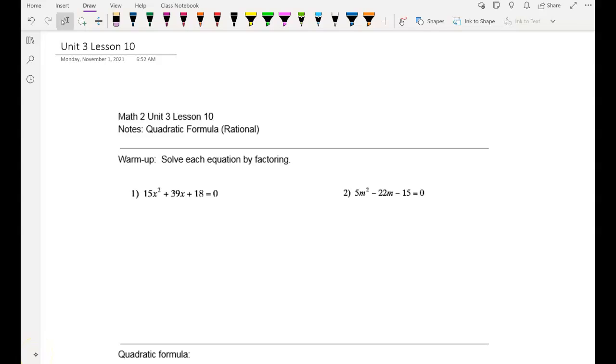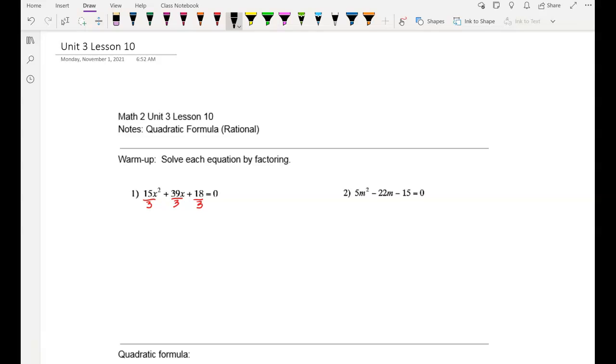All right, so again, we are practicing solving each equation by factoring. We will be learning a new way to solve today. This first one, 15x squared plus 39x plus 18 equals 0. Remember, we're always supposed to check for a GCF first, and this one does. They are all divisible by 3.